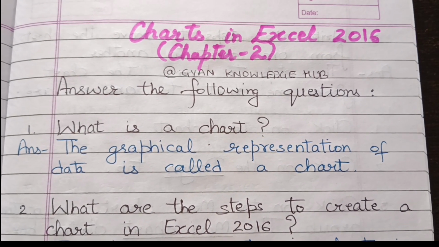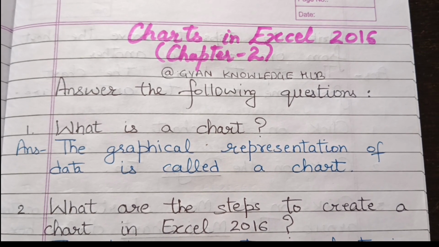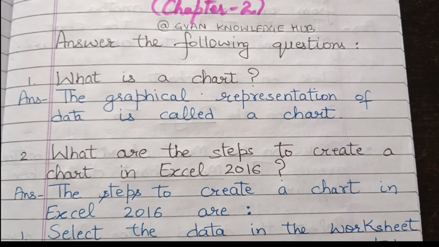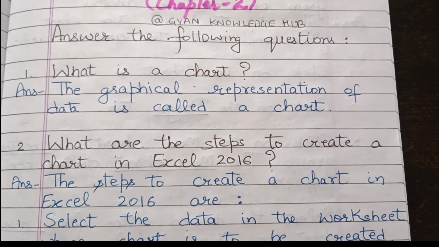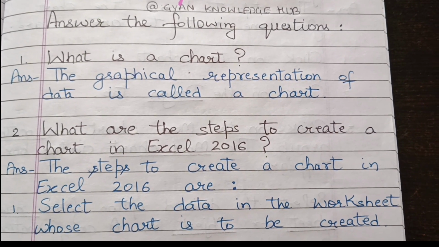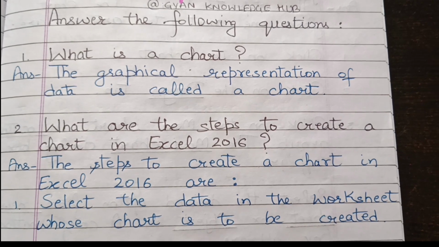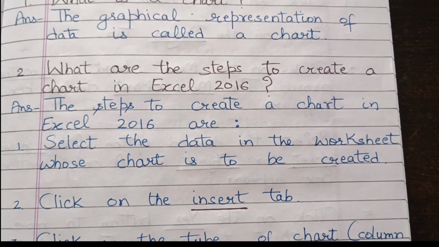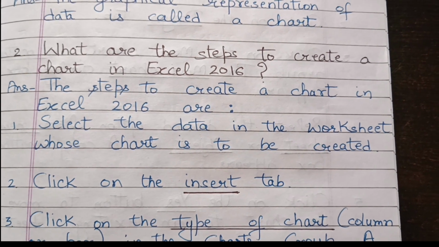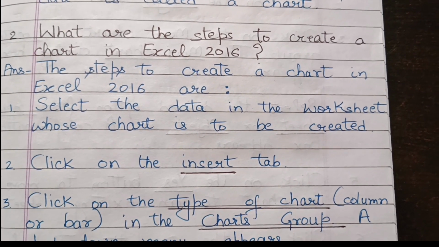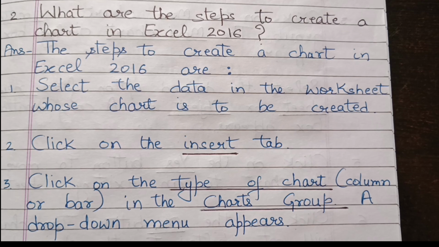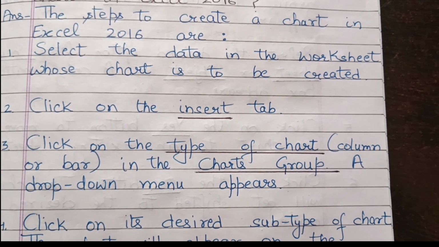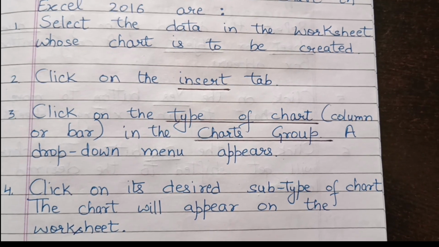So what are the steps? I have made the steps in points. The steps to create a chart in Excel 2016 are: number 1, select the data in the worksheet whose chart is to be created. This is the first step. Second step, click on the insert tab. Third one, click on the type of chart, column or bar in the charts group. A drop down menu appears. Next, click on its desired subtype of chart. The chart will appear on the worksheet.